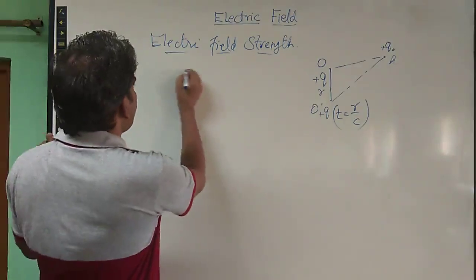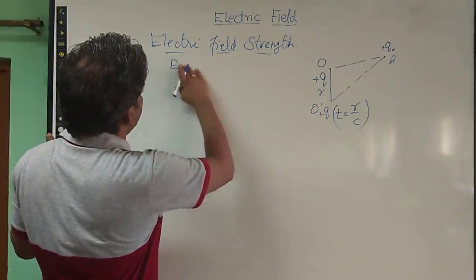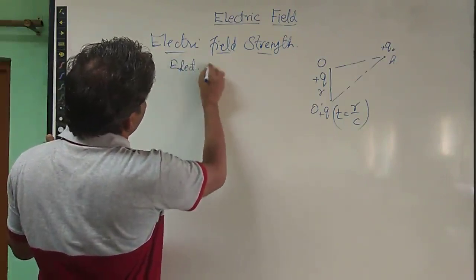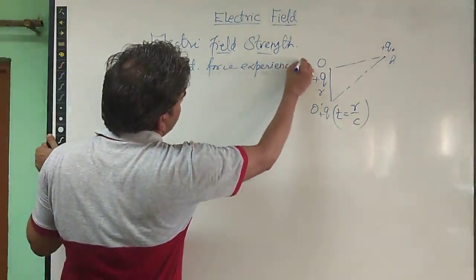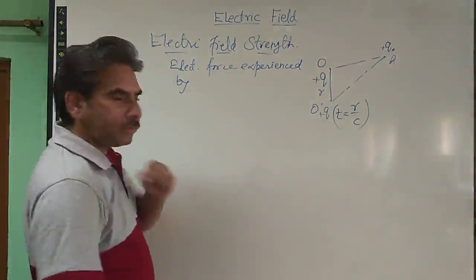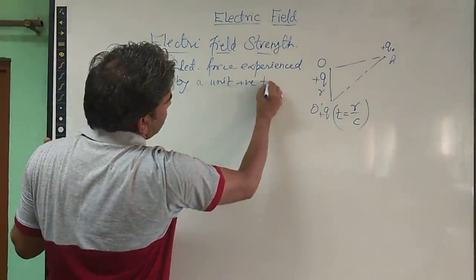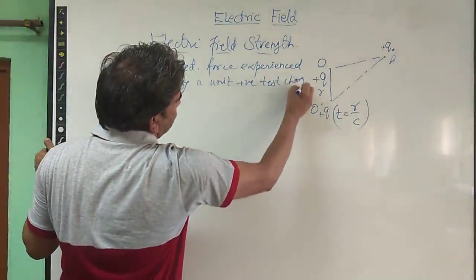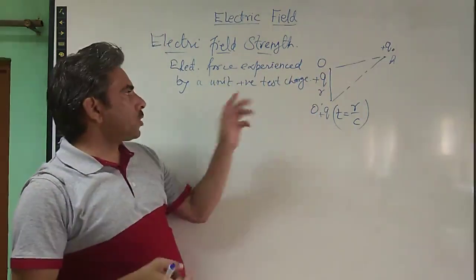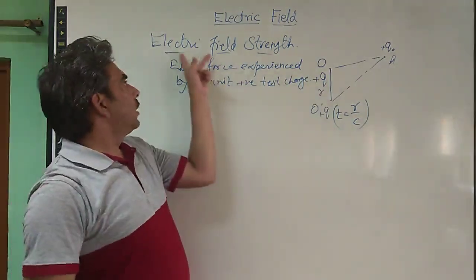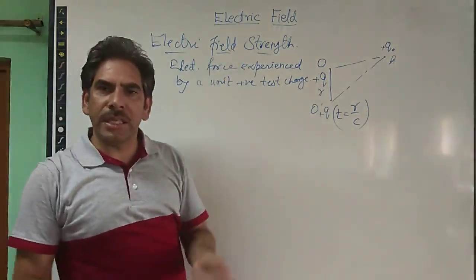So electric field is the electrostatic force experienced by a unit positive test charge. This strength which is experienced by a unit positive test charge at a point is called the electric field strength or electric field intensity. This is simply also called the electric field.